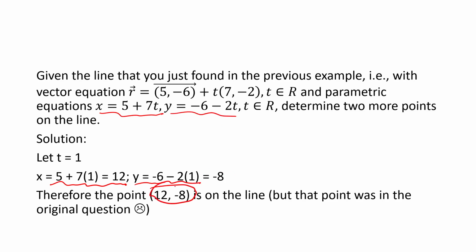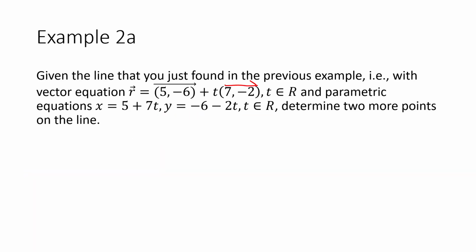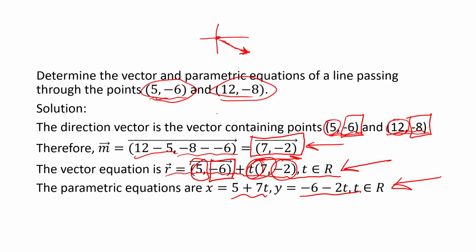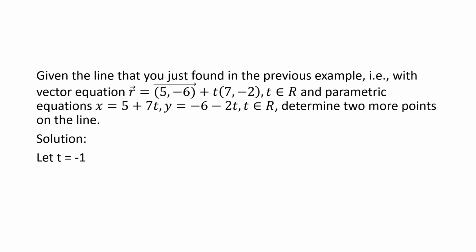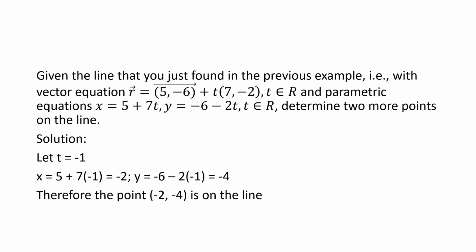But if you go back a few slides, it's kind of funny maybe, you'll see that 12, negative 8 was actually one of the points we were given a long time ago, off of which we built our equation. So let's just assume for a minute they want different points. Well, all we have to do is let t be any other number. So let's let t be negative 1. And if we let t be negative 1, x will be 5 plus 7 times negative 1, or in other words, negative 2. And y will be negative 6 minus 2 times negative 1, or in other words, negative 4. Okay? And you see the math there. And the point negative 2, negative 4 is also on the line.